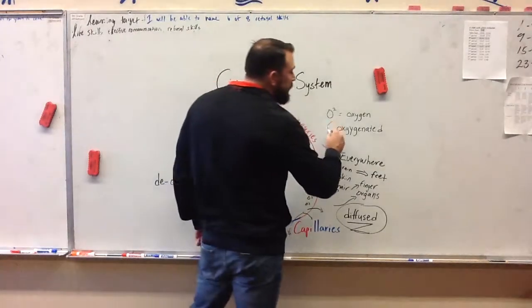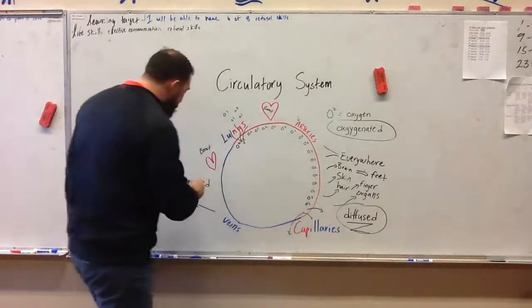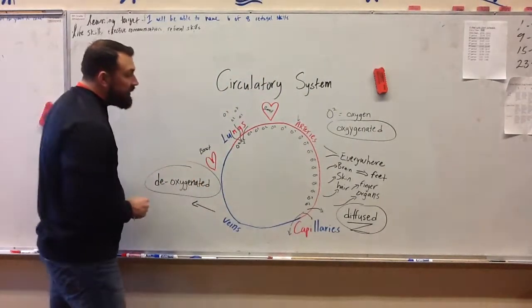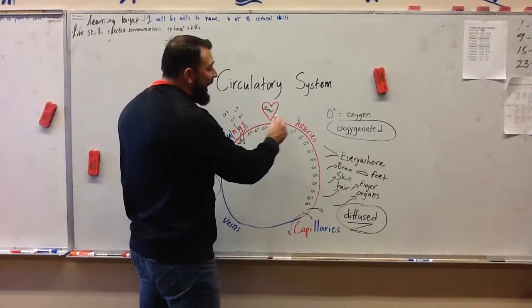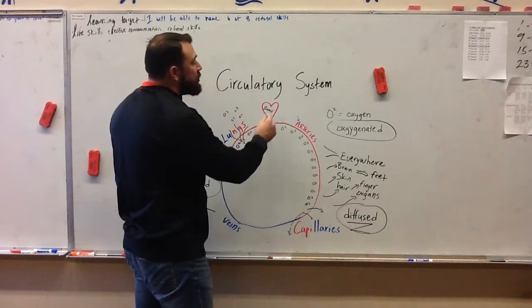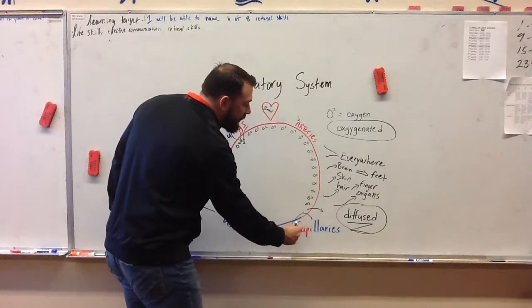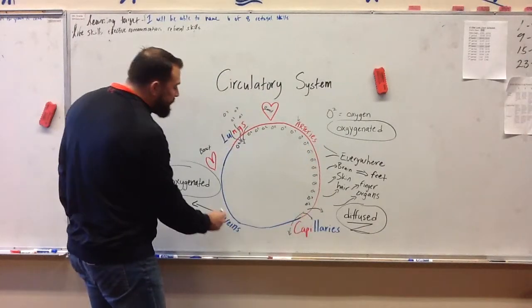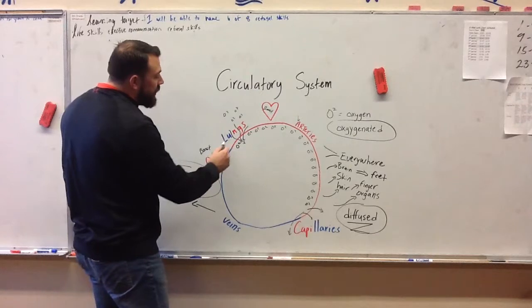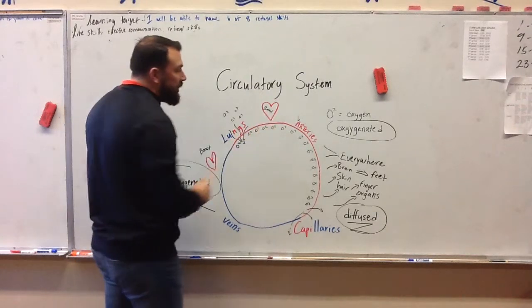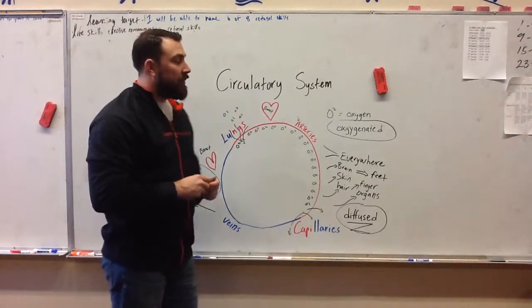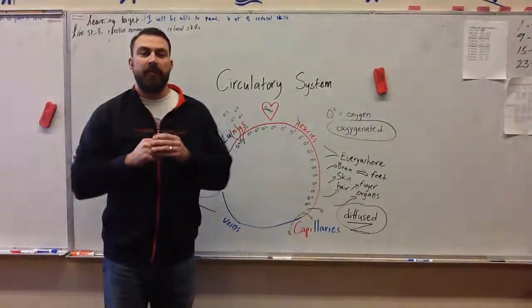You need to know the words oxygenated and deoxygenated. And you also need to know the pathway of blood, starting with the heart. Heart through the arteries, arteries to the capillaries, capillaries to the veins, veins to the heart, heart to the lungs, lungs to the heart. All right, so if you have questions, make sure you write them down.